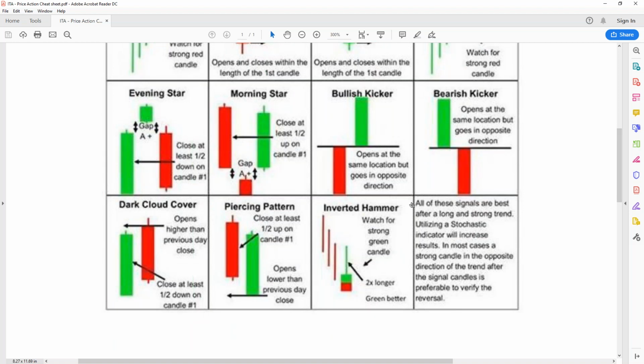So take your time just to read this. All of these signals are best after a long and strong trend. Utilizing a stochastic indicator will increase results. In most cases, a strong candle in the opposite direction of the trend after the signal candle is preferable to verify the reversal. Now, one point I'd like to make: I do not use any oscillators or laggard indicators or other indicators than what I'll be showing you this evening within this trading strategy. I don't use stochastics, okay?